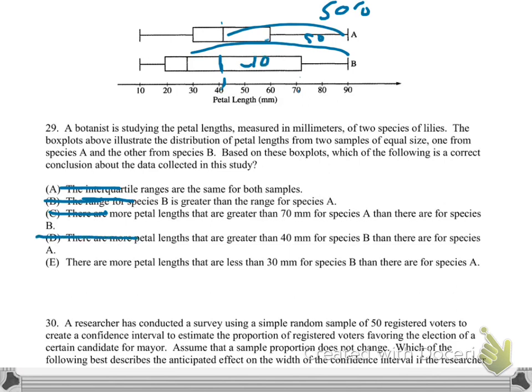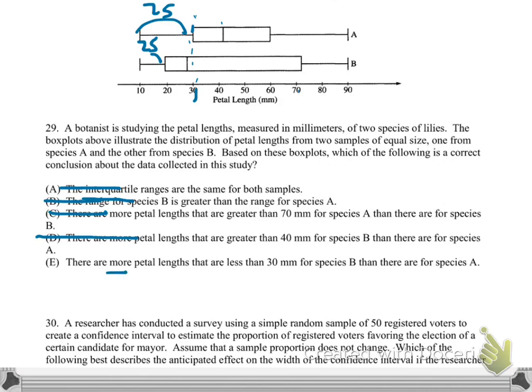So it's not that. So before I go with E, let's make sure that E is correct, okay? All right, it says now they're talking about 30. So here we're talking about Q1. So this is 25%. And here is 25%. All right, so they say there were more petals less than 30 for B than in A. So if this is 25%, do you see that this might be 30%, or it might be 35%? So that gives me more. So the answer is E.